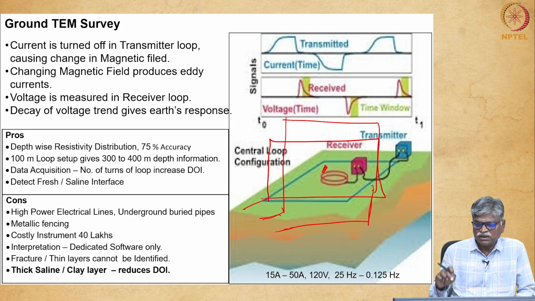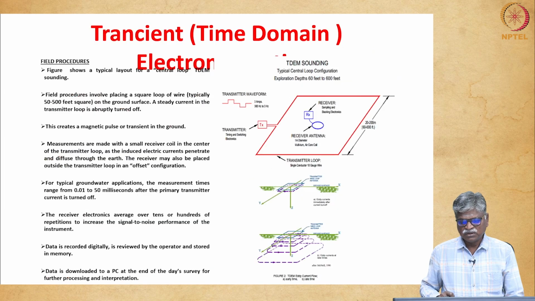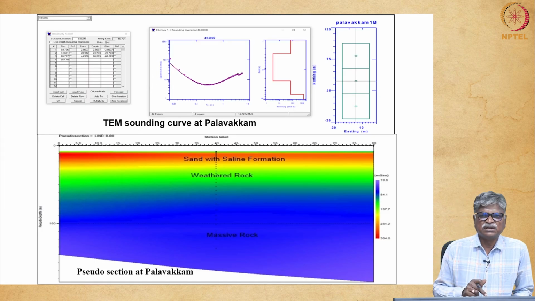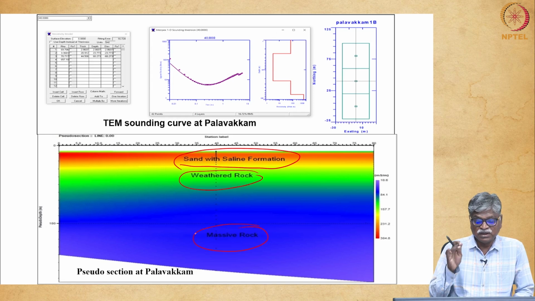This one is only the one on the ground. In one particular area we can put the loop at 10 meters or whatever spacing is there, accordingly the first loop, and the second loop you can shift by 5 meters or 10 meters, the third loop you can shift by 5 meters or 10 meters. If you are shifting like this, you will get this type of pseudo section. From that you see the top is saline formation, then the weathered zone, then the massive. This type of imaging you will get.